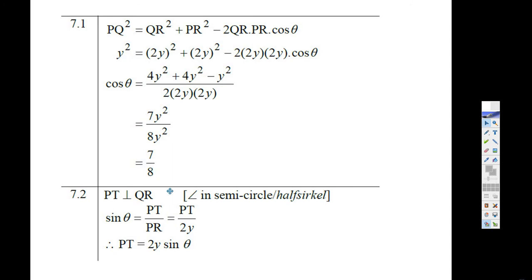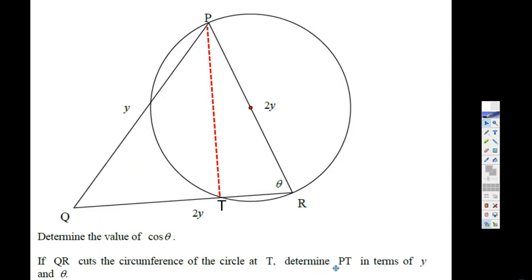Now the next question says, determine PT in terms of y. If P hits right at the circumference at T, how could you figure out PT? Well, the big secret is PTR. That angle there is 90 degrees because of angles on a semicircle. And if it's 90 degrees, we can use SOHCAHTOA. The sine of theta is PT over 2y.